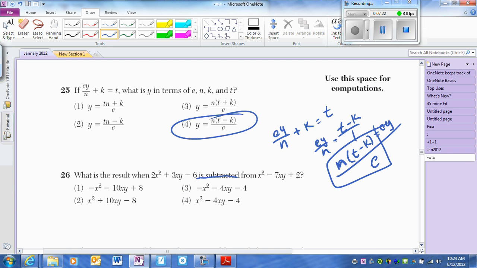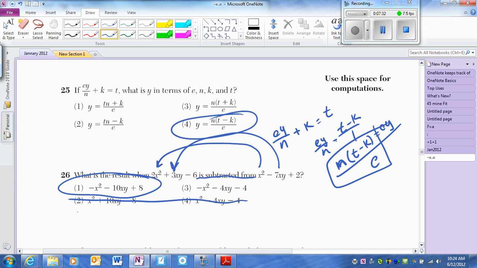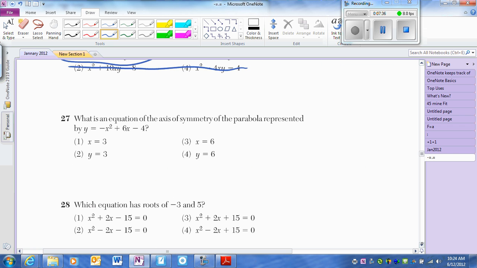Subtracted from backwards, so x squared minus 2x squared is negative x squared. Negative 7 minus 3 is negative 10xy. And 2 minus negative 6 is 8.